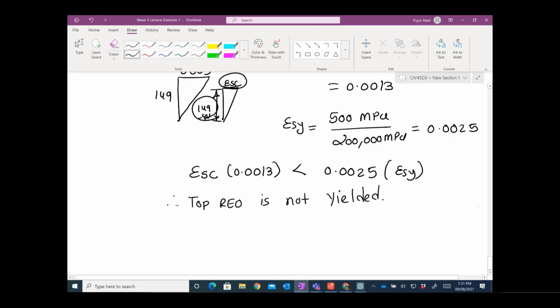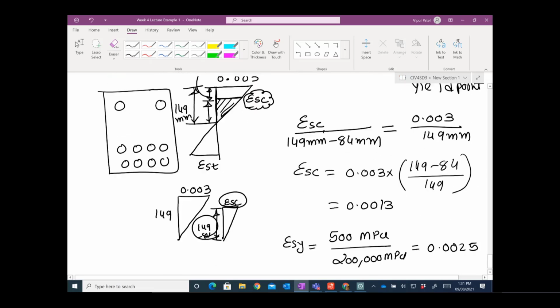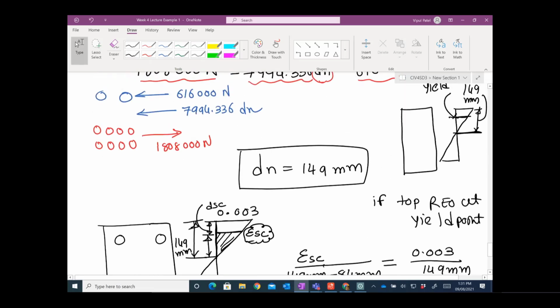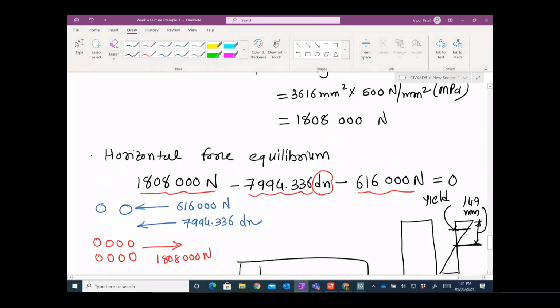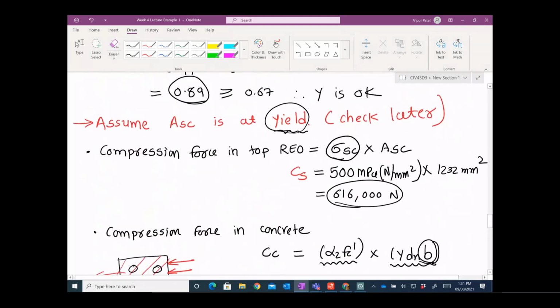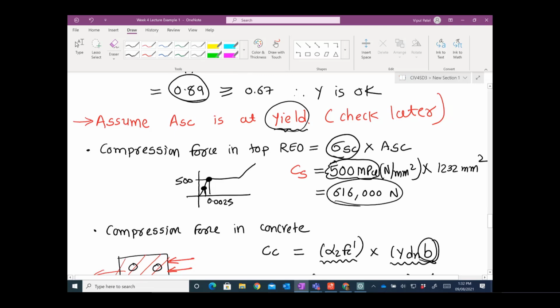Alright, so this is the blow up here. Blow up meaning this dN, which is 149 millimeters, that we have calculated, because we have put in this 500 megapascals, right? We put in this 500 megapascal. Now this is not yielded because we assumed that this steel is yielded. This is at the point where you have 500 at 0.0025, but we have not yielded. We are somewhere here. We don't know where. So this dN value cannot be considered because the top Rio has not yielded.